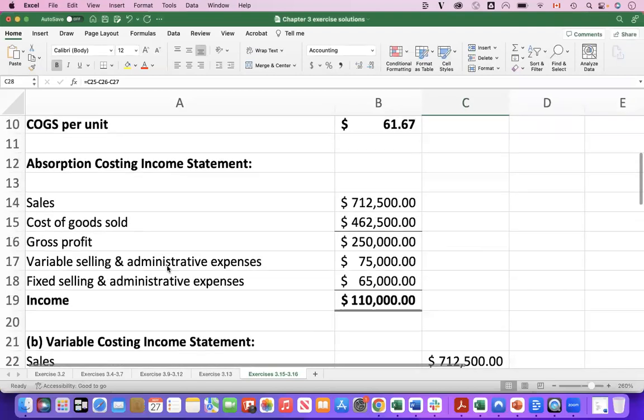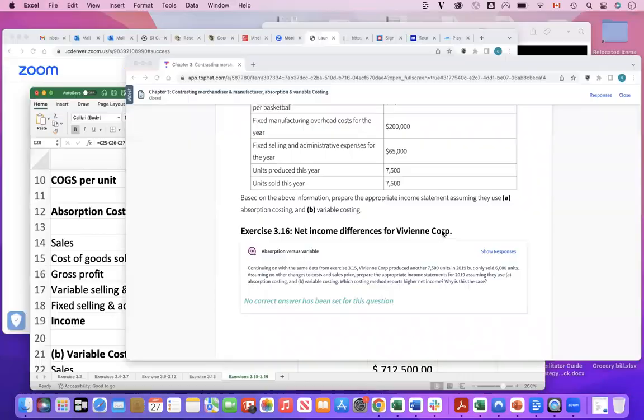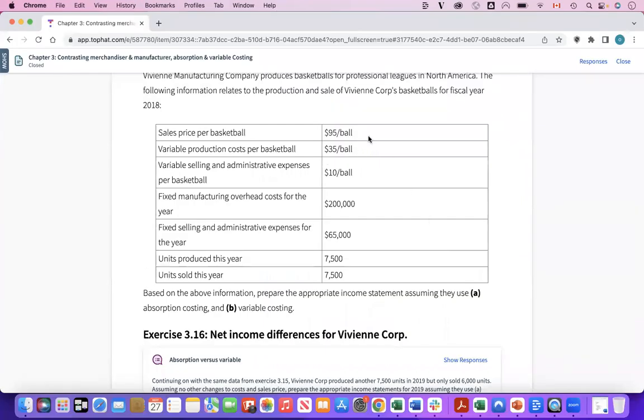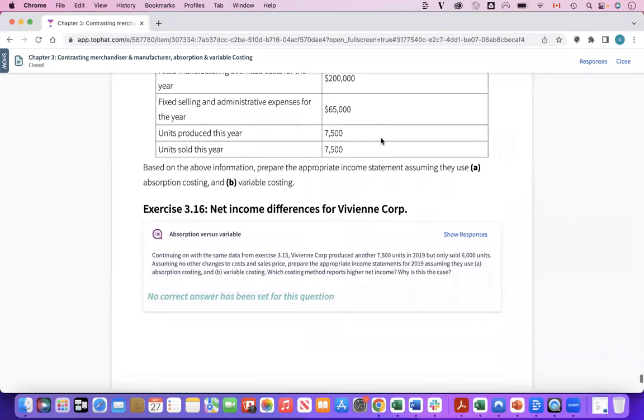So we're assuming the same costing information, sales price of $95, variable production cost of $35 per ball, variable selling and admin of $10 per ball, fixed manufacturing overhead of $200,000, fixed selling and admin of $65,000. They produced 7,500 units, but they only sold 6,000. So based off of that, we're going to prepare income statements under this new scenario.